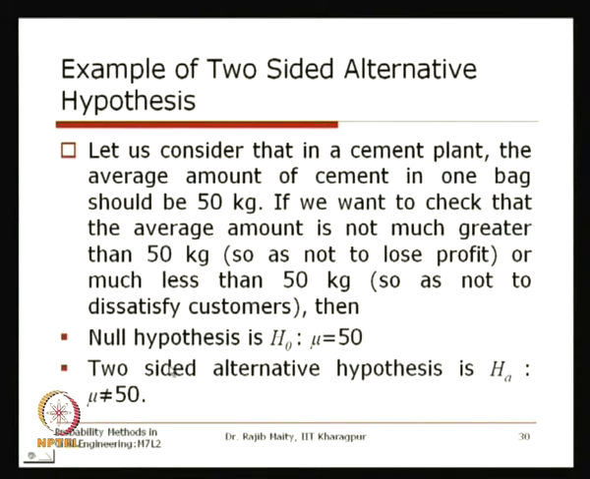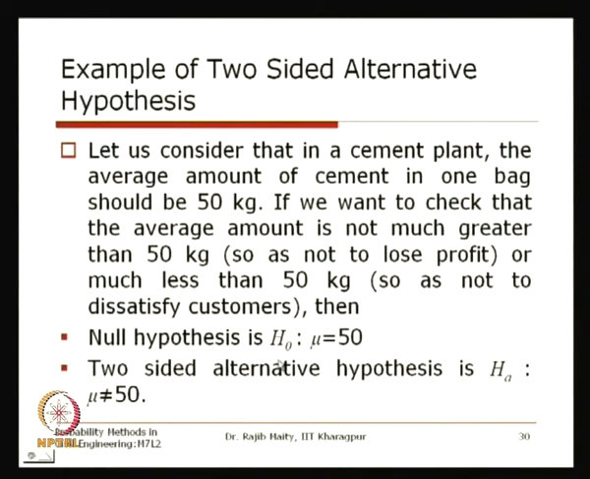Similarly, an example of a two sided alternative: let us consider that in a cement plant the average amount of cement in one bag should be 50 kg. Now, we want to check that the average amount is not much greater than 50 kg, because if it is more, this will be a loss for the manufacturer, and it should not be much less than 50 kg either, because this will dissatisfy the customers. Then what we are trying to test is whether the amount per bag is 50 kg or not.